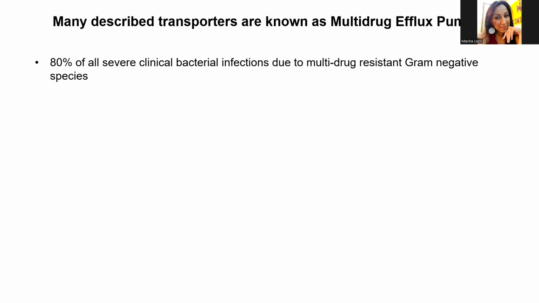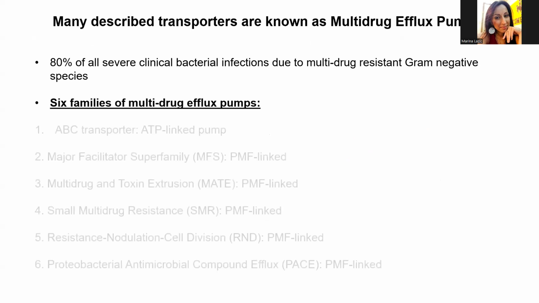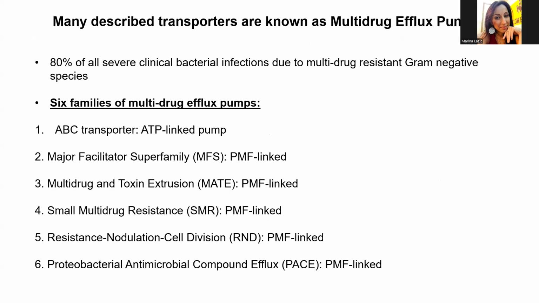Many of these transporters are known as multidrug efflux pumps, and many clinical bacterial isolates, especially gram-negative resistant organisms, have multidrug efflux pumps. There are 6 known families of these efflux pumps. You will see them commonly in pathogenic isolates. The ATP-linked pump is the ABC transporter. MFS is the major facilitator superfamily. This one is not ATP linked, but the reason I'm mentioning it is because it's common for drug resistance.